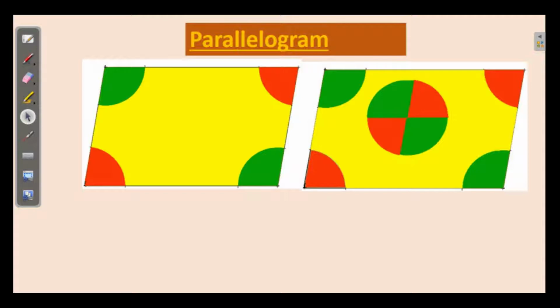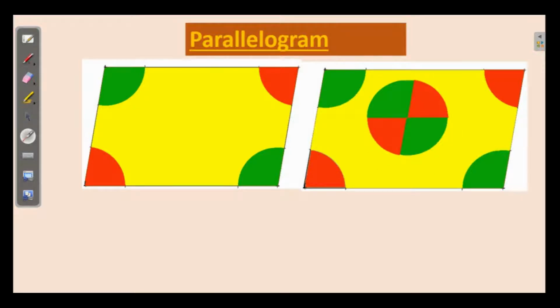You cut two parallelograms of the same size. Then mark the corners using arcs of the same radius. Mark all the four corners. Then one of the parallelograms you pasted in your notebook, and the other one, these pieces were cut and pasted like this to get a circle.